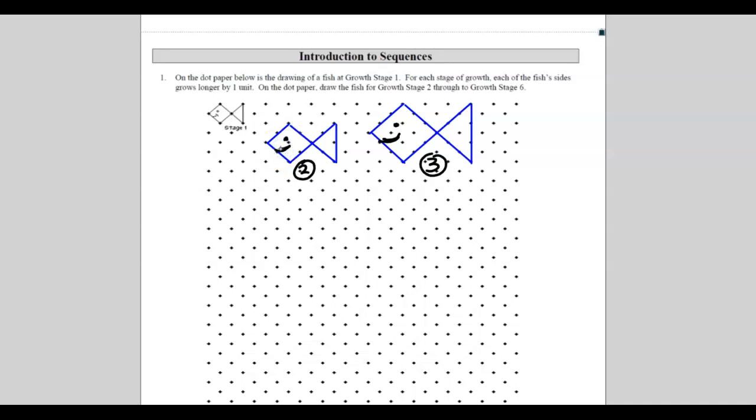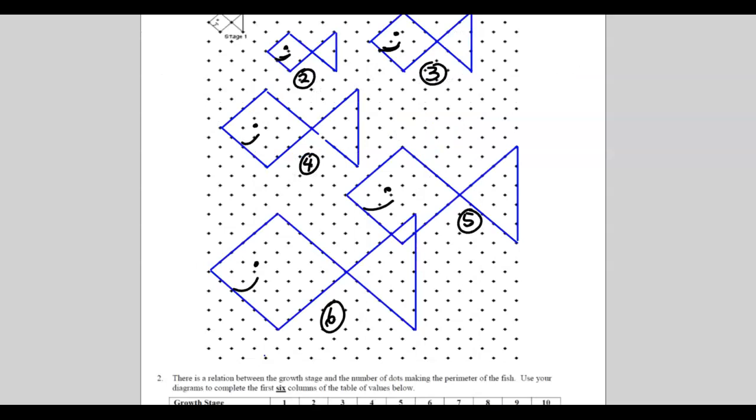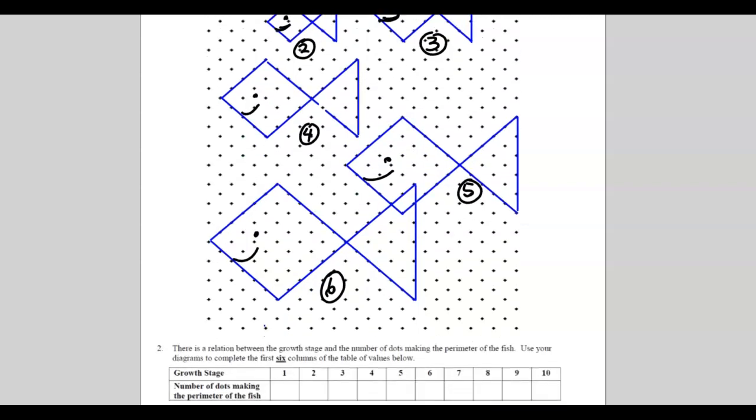Space in there. Okay, so there are your 6 fish. We'll say 1, 2, 3, 4, 5, 6. And now we're going to look at some patterns from those shapes, those diagrams that we've just drawn.